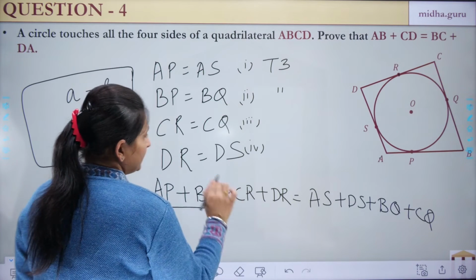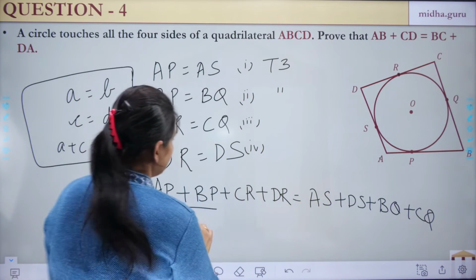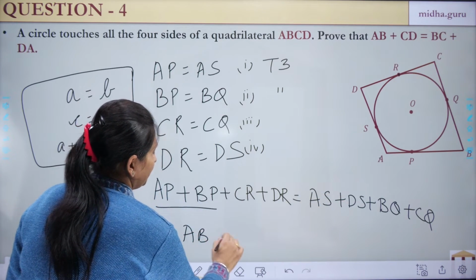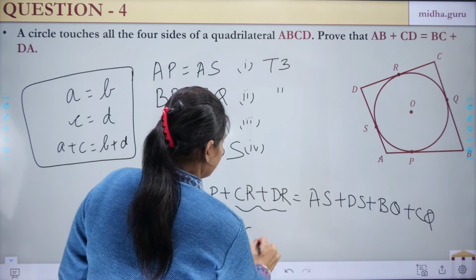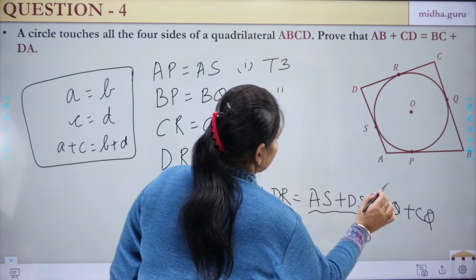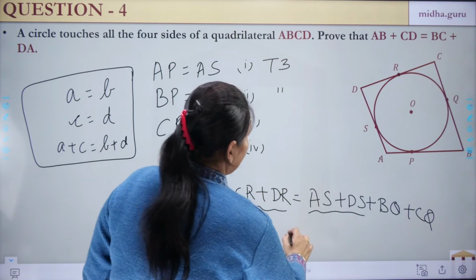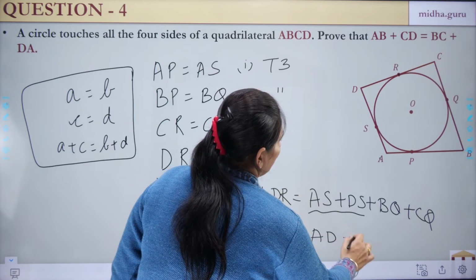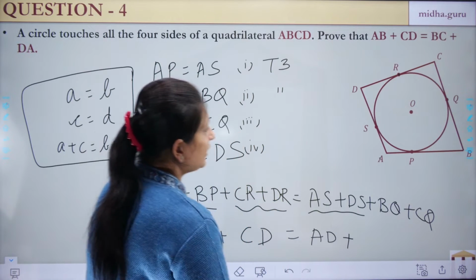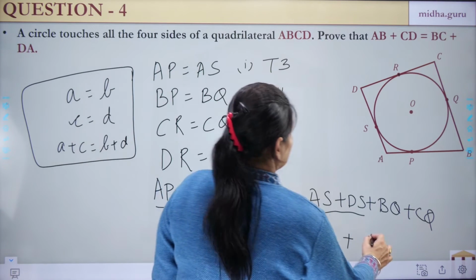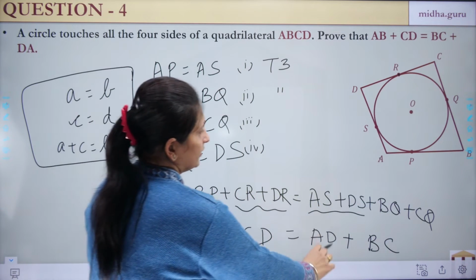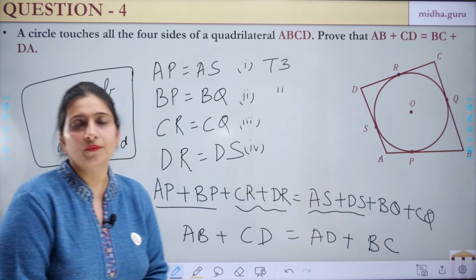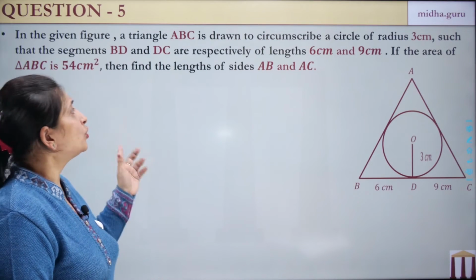So what is AP plus BP? Yes, it is AB. What is CR plus DR? It is CD. Again, what is AS plus DS? AD. And what is BQ plus CQ? It is BC. So I think we have got it. Let me check. Yes, AB plus CD is equal to AD plus BC. We have proved this. Let's move on to the next question.